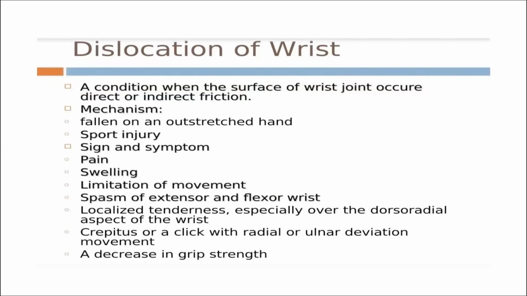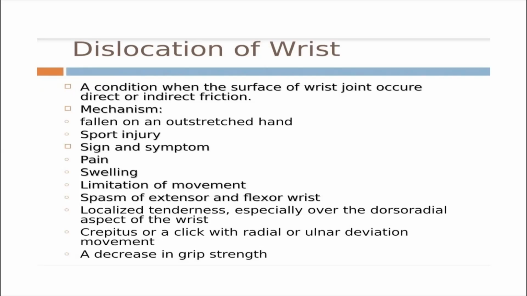Another thing is the dislocation of the wrist, wherein the surface of the wrist joint, due to direct or indirect trauma, leads to displacement, that is, loss of contact of the articulating surfaces. The mechanism is commonly a fall on an outstretched hand or a sports injury, which leads to pain, swelling, limitation of movement, and muscle spasm. Localized tenderness over the wrist or the dorsoradial aspect is commonly seen. Crepitus or a click with radial or ulnar deviation is also felt. The grip strength decreases because of the dislocation of the wrist.